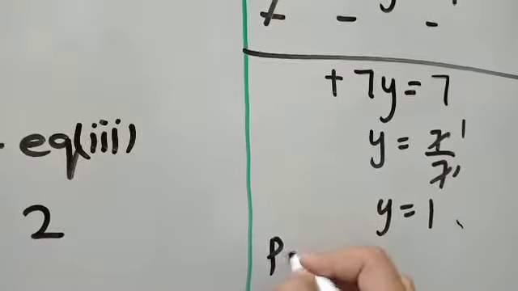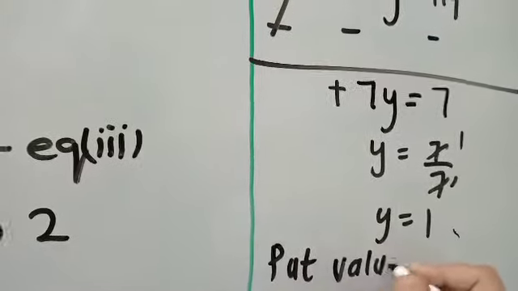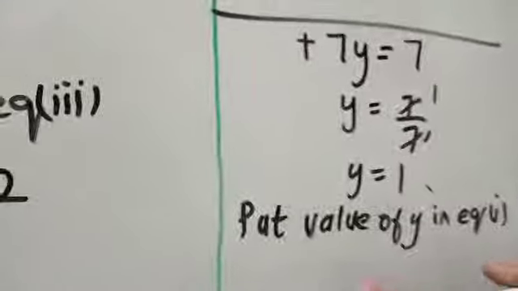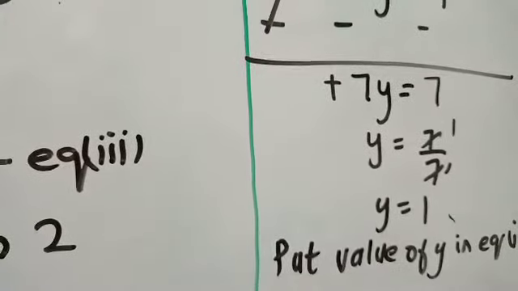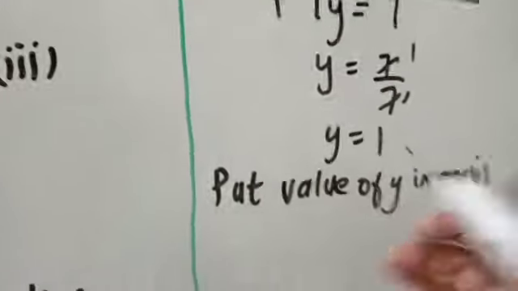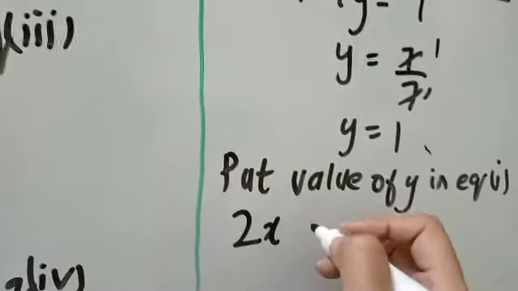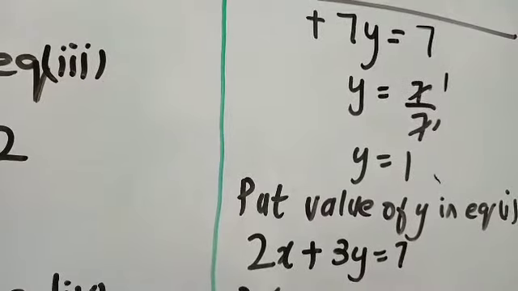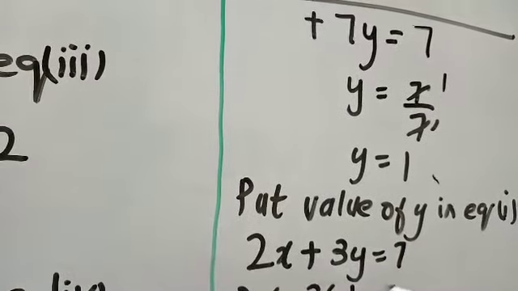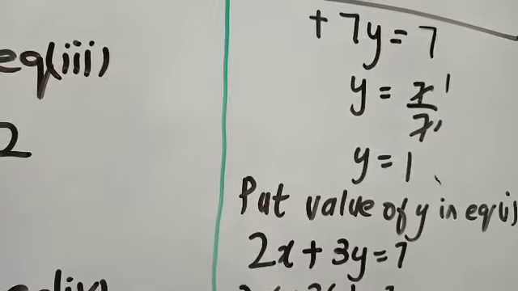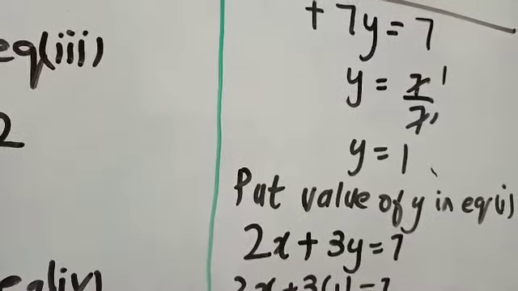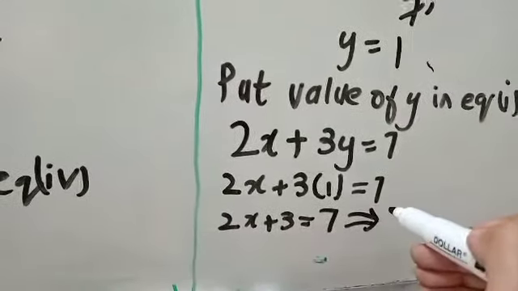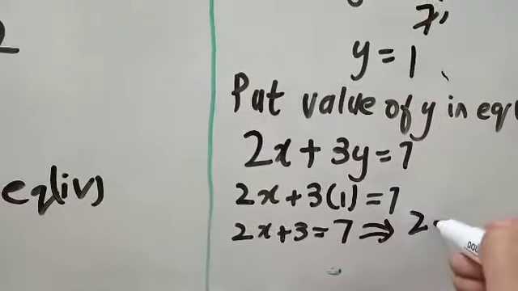Now you can substitute the value of y in equation 1. Remember, when in the end you are substituting the value, please choose an original equation, whether equation 1 or equation 2. I am choosing equation 1: 2x plus 3y is equal to 7. Substitute the value of y, which is 1: 2x plus 3 is equal to 7. I am doing it here, but you will do it vertically down, not horizontally.